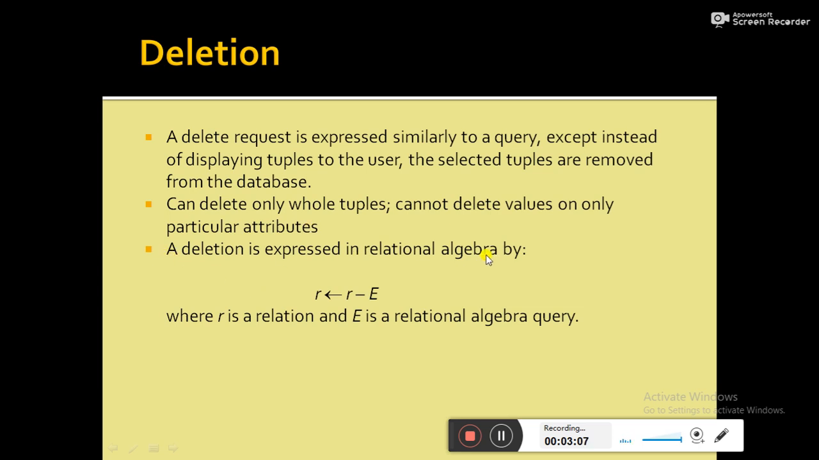Now deletion is expressed in relational algebra by this form, and this arrow symbol is known as assignment operation. The objective of assignment operation is to assign some value, some record to the relation R. Here R is the relation and E is any other relational algebra query. So let me explain it with an example.